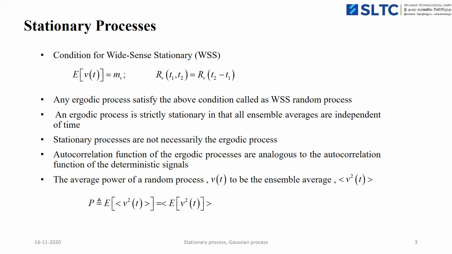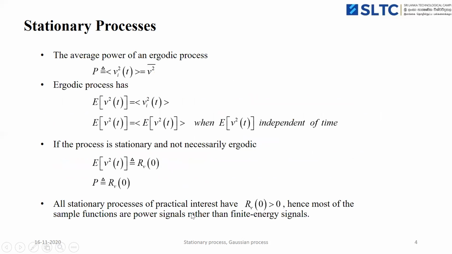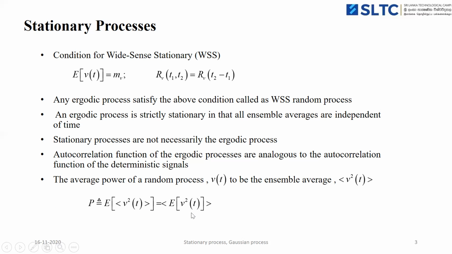Here the only difference is that the first term indicates the ensemble average of the random process. It is independent of time. The way you are putting the expectation inside this inner product means it is independent of time for the given random process, so that both are equal. We are saying that both terms are equal. It gives the average power of the random process v of t.